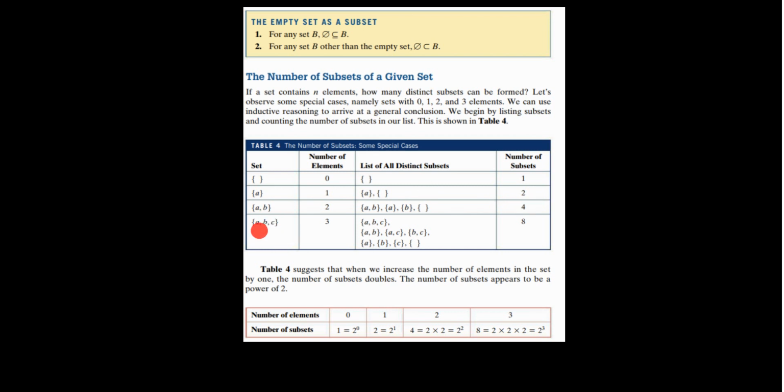Okay. The set A, B, and C has 3 elements. It can be arranged as ABC, AB, AC, BC, A, B, C, and the empty set. These are all the possible subsets of the set ABC, and there are 8 of them. So some of you can possibly know what the correlation here is. 1, 2, 4, 8. Well, I would postulate that the next one would be 16. If we had a set of A, B, C, and D, I bet there would be 16 subsets.